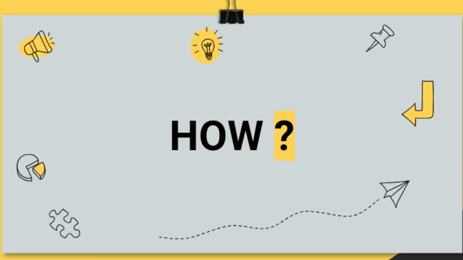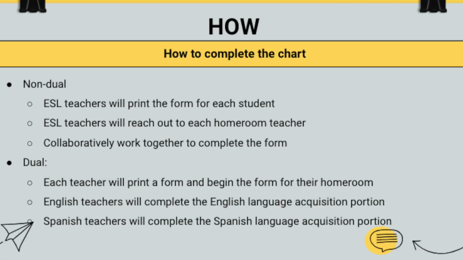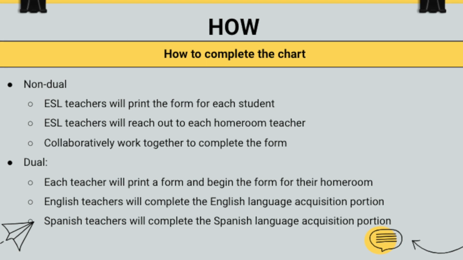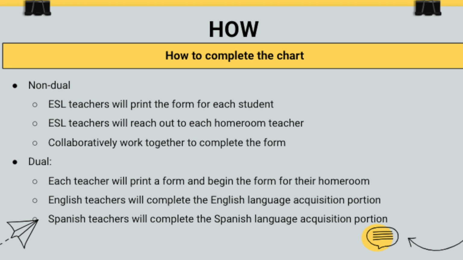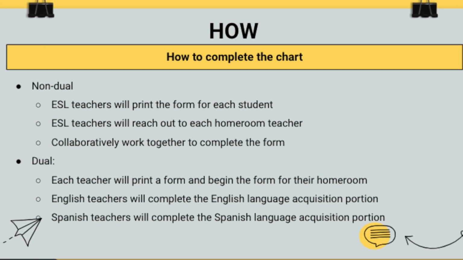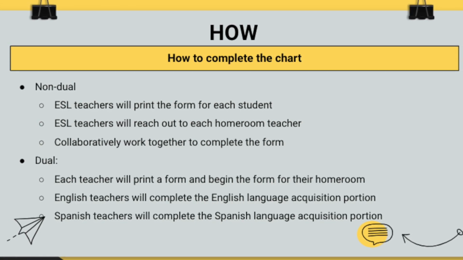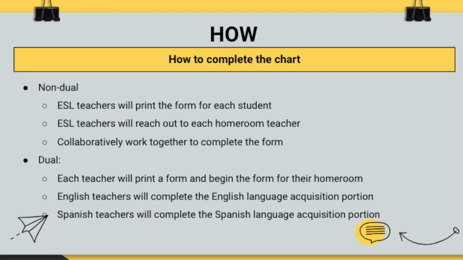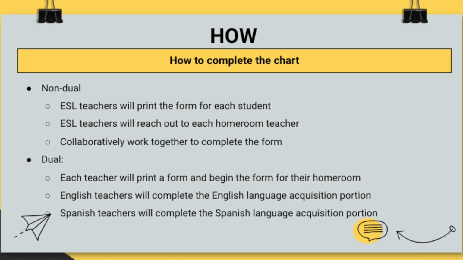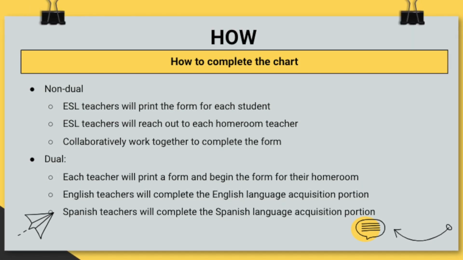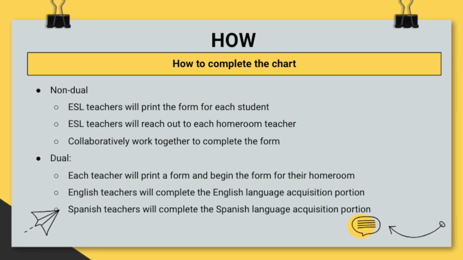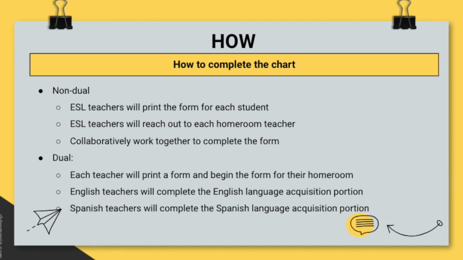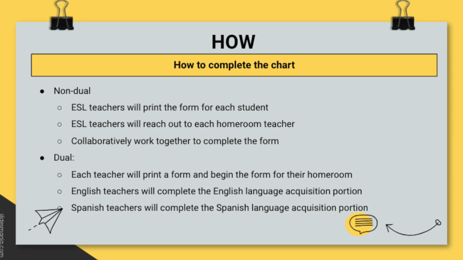So how should we complete this chart? This is a collaborative process. For non-dual classrooms, the ESL teachers will print the form for each student, and they will be reaching out to you to work collaboratively together to complete the form. In dual language classrooms, each teacher will print the form and begin the form for their homeroom. English teachers will complete the English language acquisition portion, while the Spanish teachers will complete the Spanish language acquisition portion.